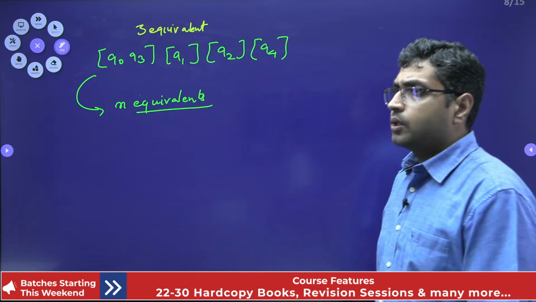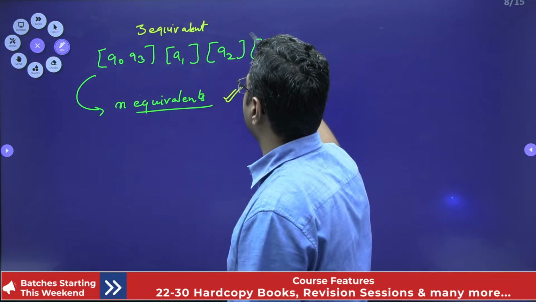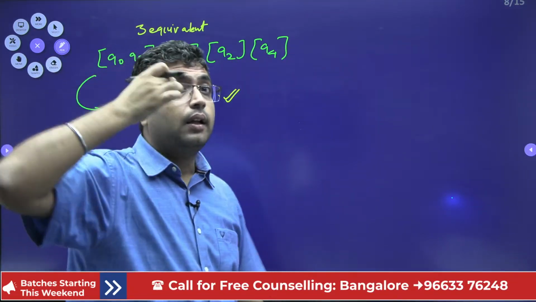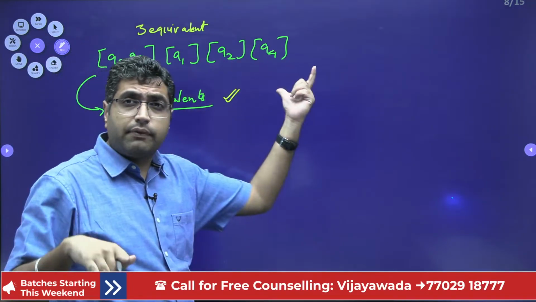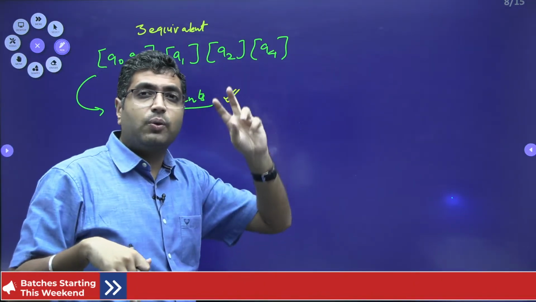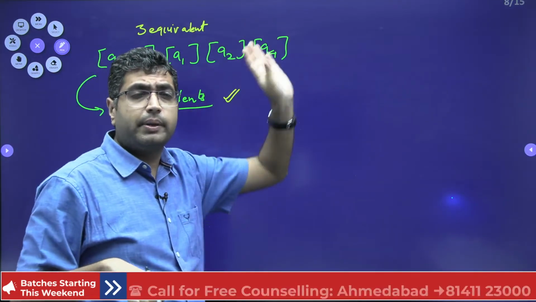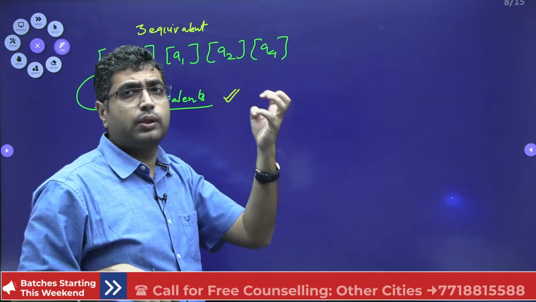Right? So these are n equivalent also in this case. So what we get now is Q0, Q3, Q1, Q2 and Q4. Now these are the states that we are going to get. That means Q0 and Q3 are going to be one set. Q2 will be a different set. Q1 will be a different set. Q4 will be a different set. So out of 5 states, we now get 4 states. Q0 and Q3 need to be merged.